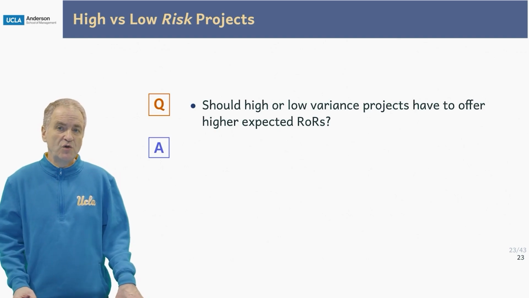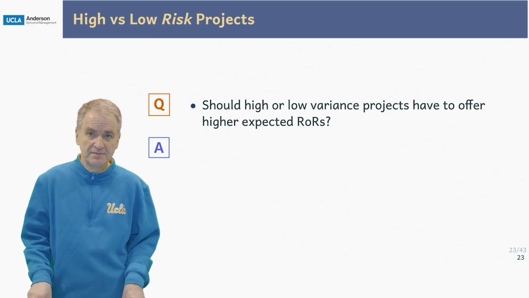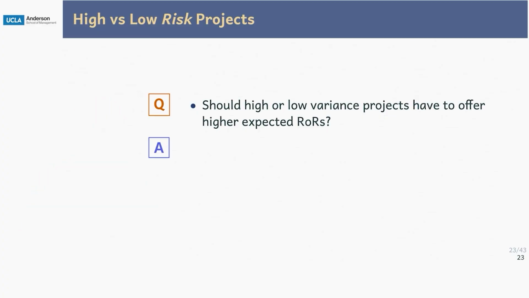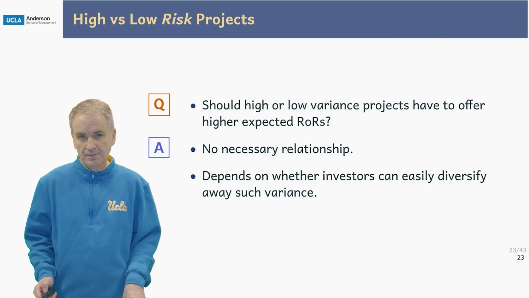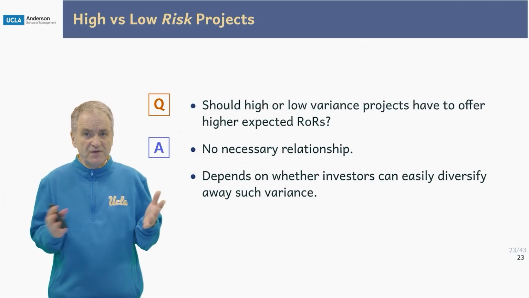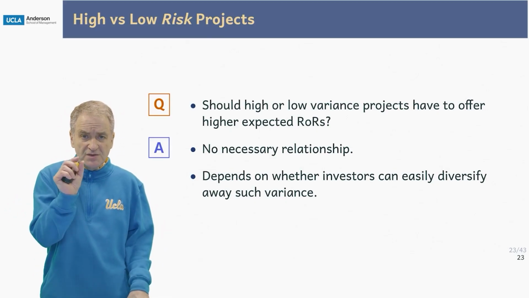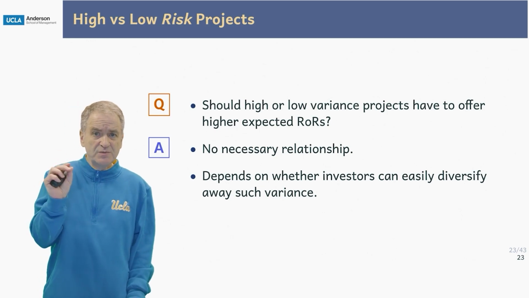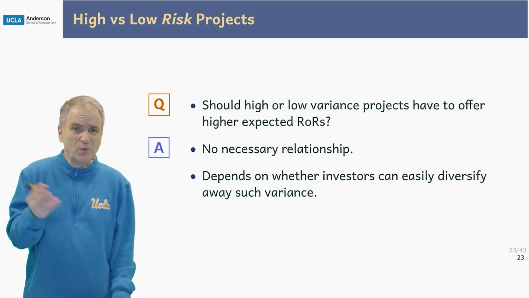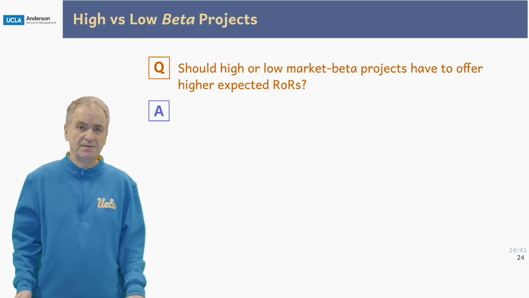Should high or low variance projects have to offer higher expected rates of returns? Please pause this video now, answer the question on a piece of paper, and then continue. There's no necessary relationship. It depends on whether your investors can easily diversify away such variance, and because every given project is only a tiny, tiny amount in investors' portfolio, it doesn't really matter what it does by itself. So variance itself is unimportant.